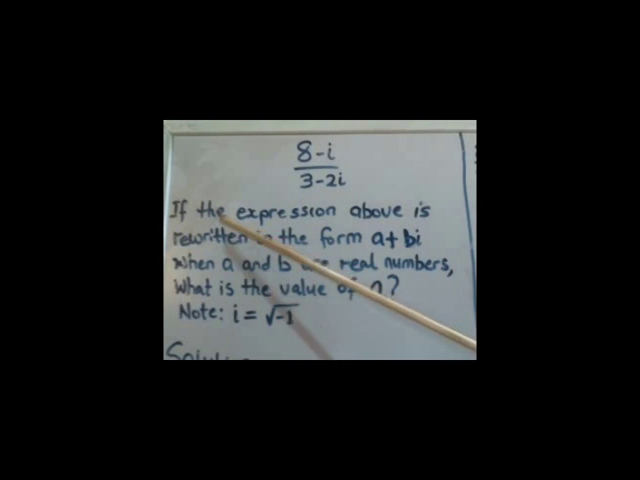If the expression above is rewritten in the form a plus bi, where a and b are real numbers, then what is the value of a? Note, i is equal to the square root of minus 1. So what we want to do now is to find the value of a.